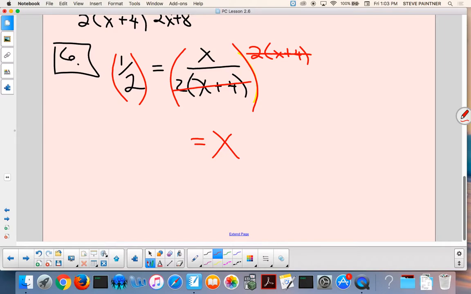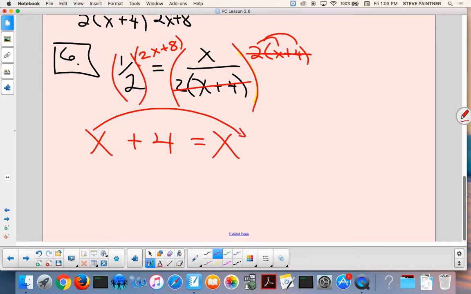But that is really 2x plus 8, times 1/2. What's half of 2x? Wouldn't the 1/2 and 2 just cancel out? x. What's half of 8? 4. Okay. You've got x's on both sides. Move the x's over.